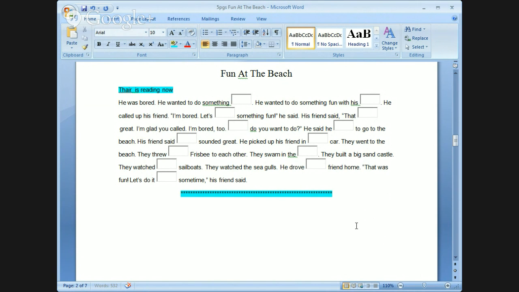They went to the beach. They threw a frisbee to each other. They swam in the ocean. They built a big sand castle. They watched the seagulls, the sailboats. They watched the seagulls. He drove his friend home. That was fun. Let's do it again sometime, his friend said.